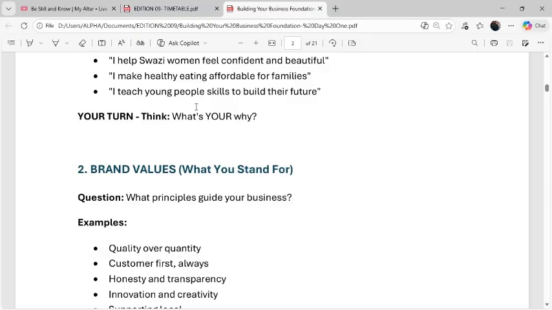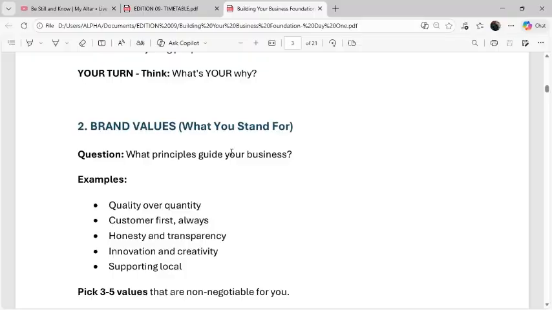So pillar number 2 says what? These are brand values. What you stand for. What principles guide your business? Let's look at these examples.